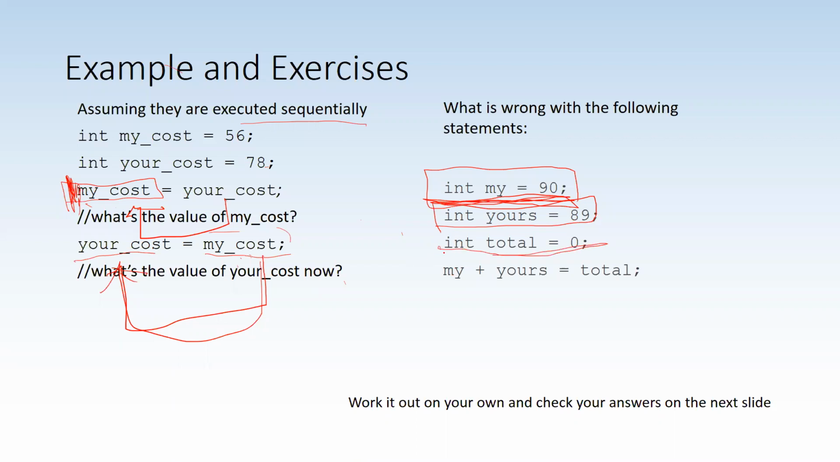What about this one? Is this one correct? No, it's not. Everybody, remember, this is not a correct statement. On the left-hand side, it should always, always, always be a single variable. And that is the destination. That's the end point. So this is valid in a mathematical formula, but not here, not in programming. So it should be total equals my plus yours.